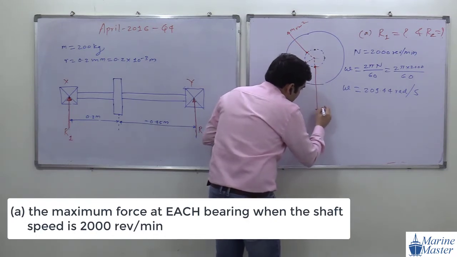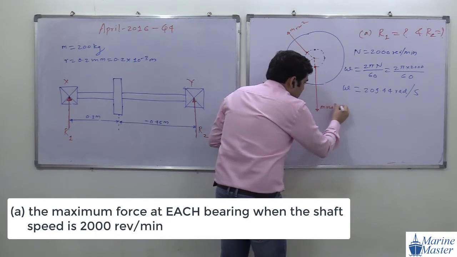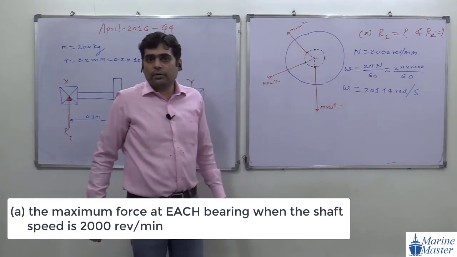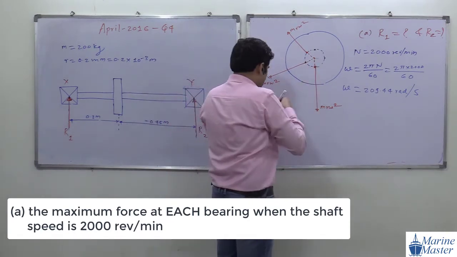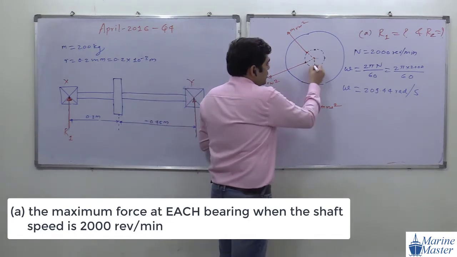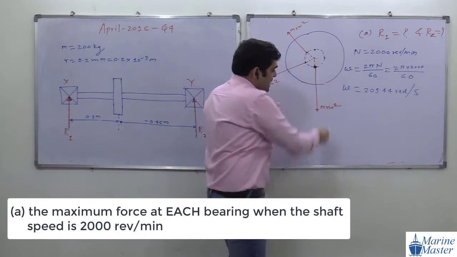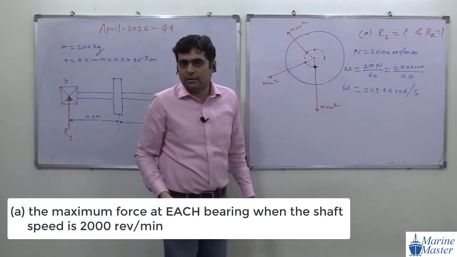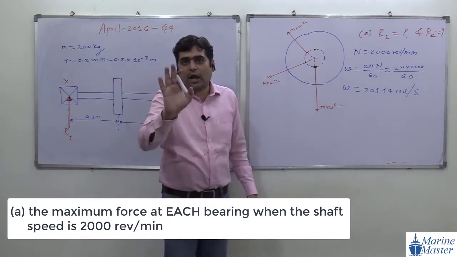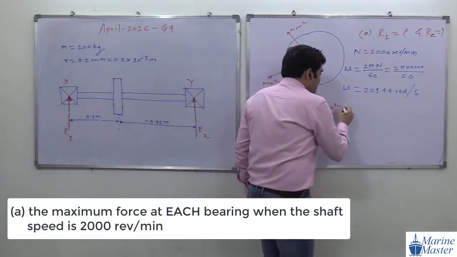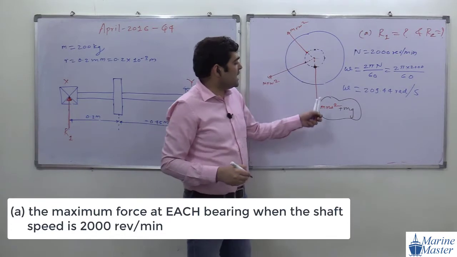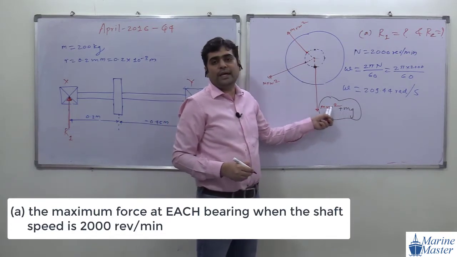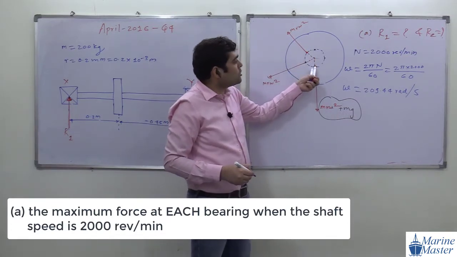At the bottommost location, centrifugal force will be mr omega square. And what is the direction of weight here? The center of gravity is here, so weight acts in the same direction, because weight always acts vertically downward, and it is mg. So at the bottommost position of the center of gravity, the direction of centrifugal force and the direction of weight mg are the same.